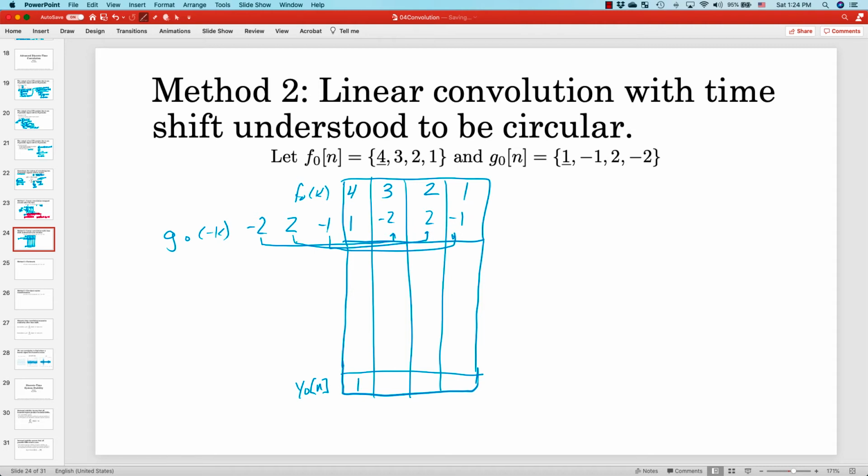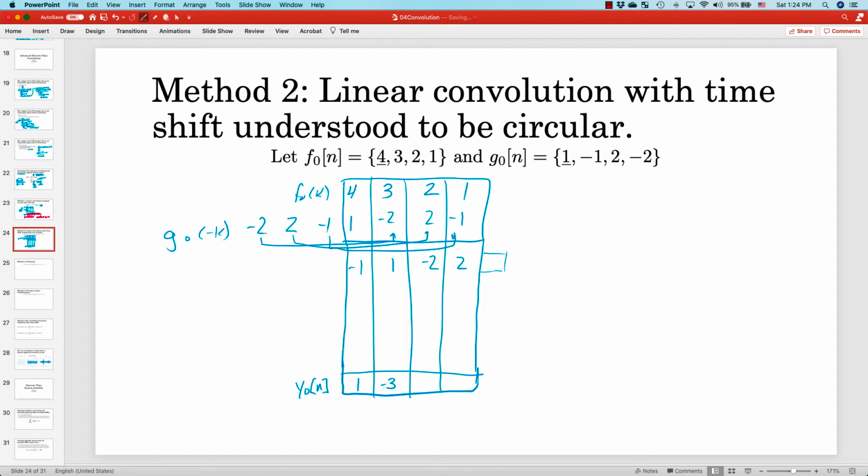And now I'm going to proceed with a circular shift on G0. So it would normally just go 1, minus 2, 2, and the minus 1 would go out here, but if we're doing circular shift, then the minus 1 comes back around there. Okay, so now I'm doing pairwise product with the top row and the bottom row. So I get minus 4 plus 3 is minus 1, minus 4 is minus 5, plus 2 is minus 3.